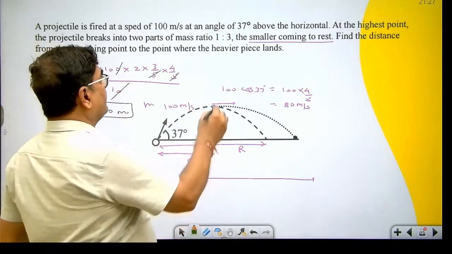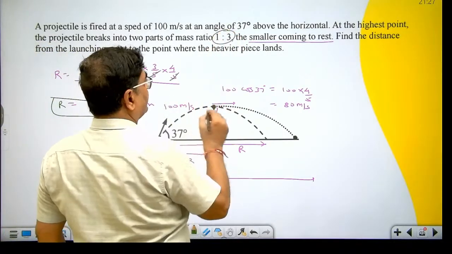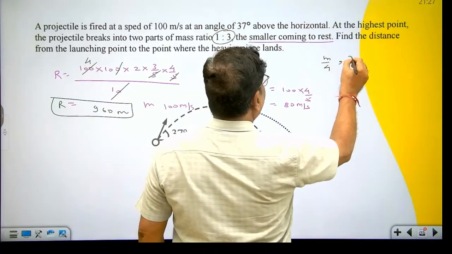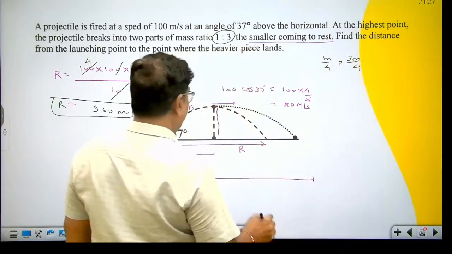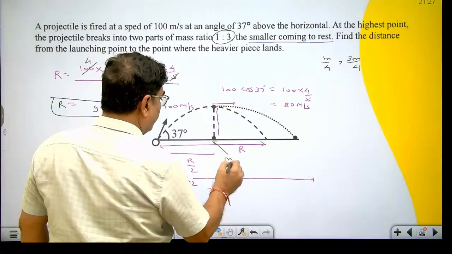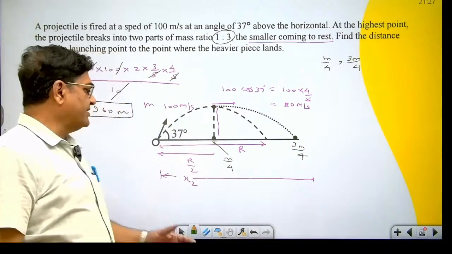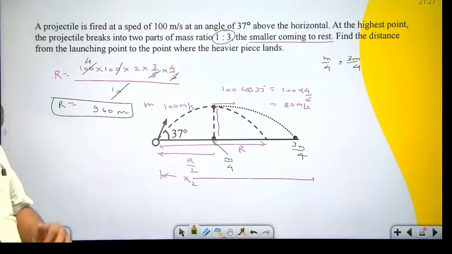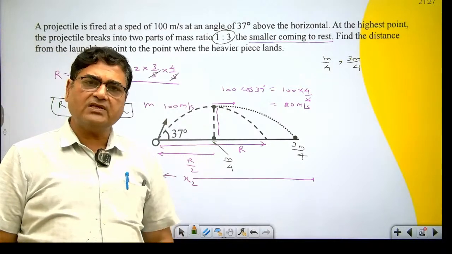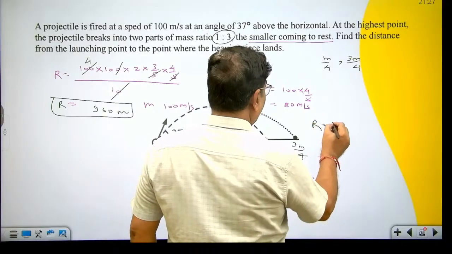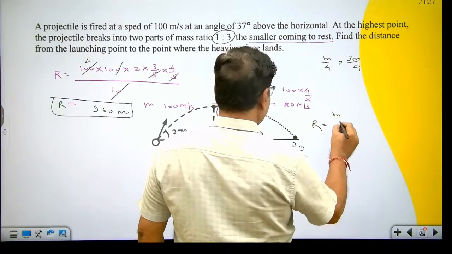And the projectile breaks in the ratio 1:3. 1:3 means one part is m by 4 and another part is 3m by 4. The m by 4 part lands over here and the 3m by 4 part lands over here. Now it is very simple to calculate x2, because in the x direction the position of center of mass will not change. So R will be equal to m1 x1.